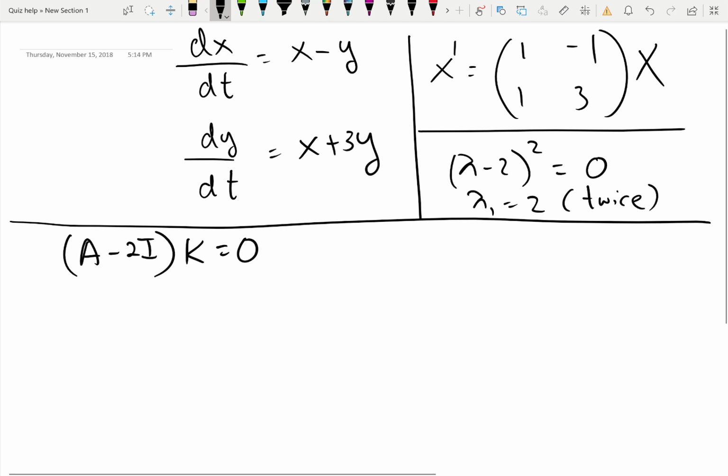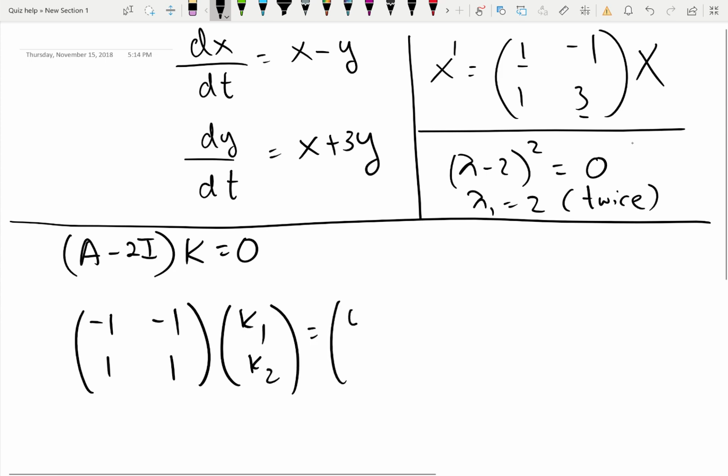First let's find the natural eigenvector. Let's write the A minus 2I matrix. That means you subtract 2 from the diagonal: 1 minus 2 is negative 1, negative 1, 1, and 3 minus 2 is 1. So this is the A minus 2I matrix, and you have k1, k2. Here you want to solve for k1 and k2. So what do we get?